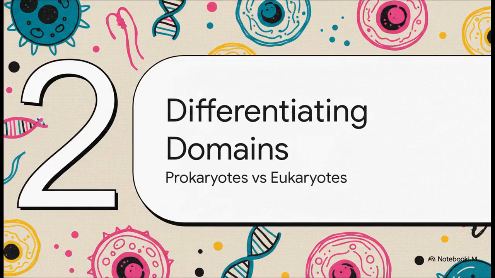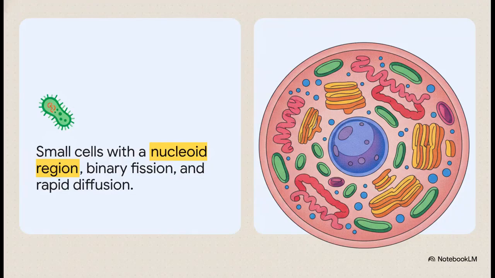Step 2. Differentiating cell domains. Now, before we can diagnose anything, we have to know what kind of cellular architecture we're dealing with. It basically comes down to a contrast between prokaryotes and eukaryotes.